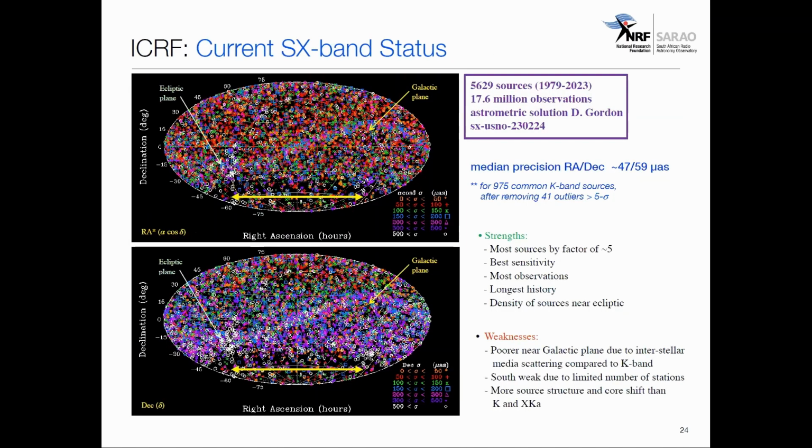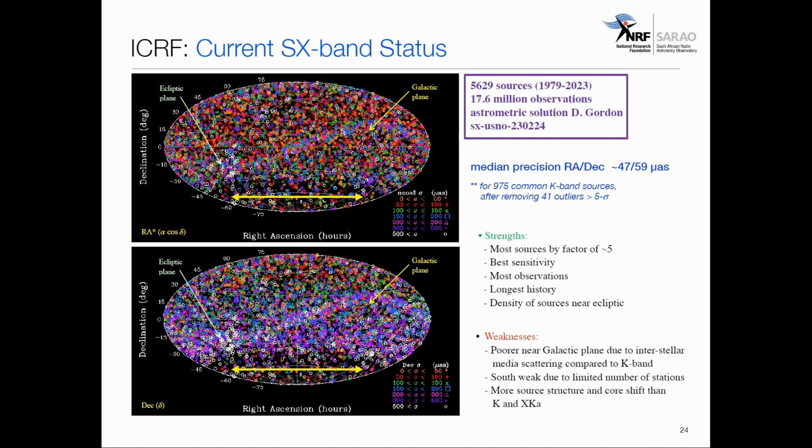Okay, so let's compare K-band to the current standard X/S band. So the top plot here shows the colors show the precision in right ascension, the bottom plot precision in declination. So this is now for the standard X/S band frame after ICRF-3. So there's about 1,000 more sources than we had in ICRF-3, about 17.6 million observations, and there's a slight improvement in the precision since ICRF-3.